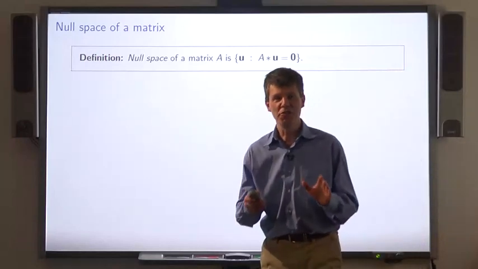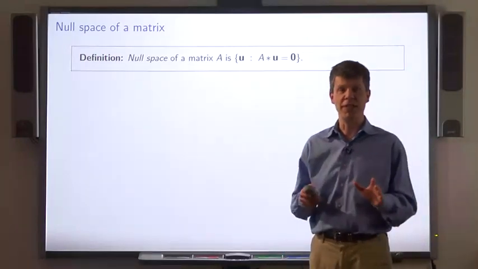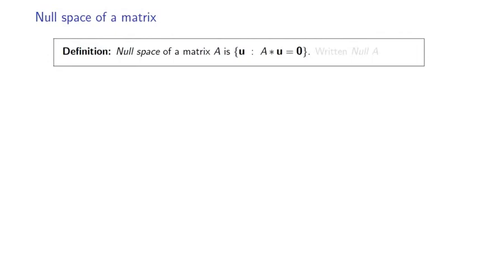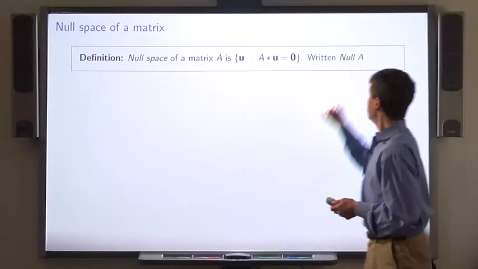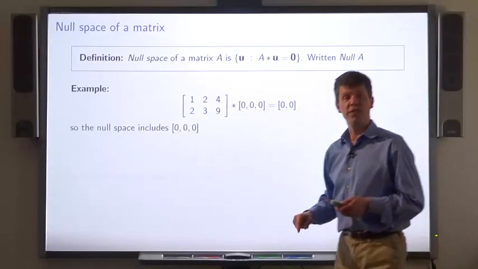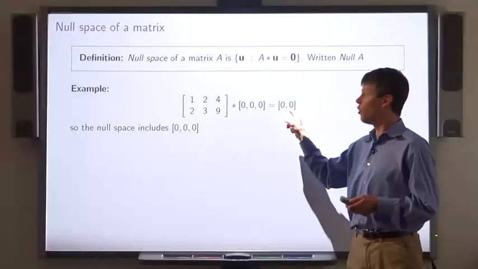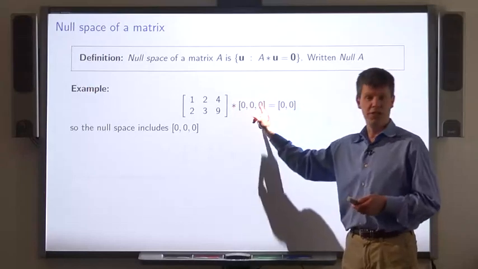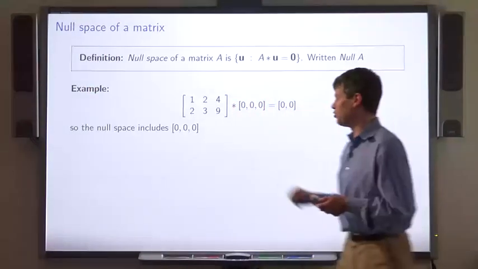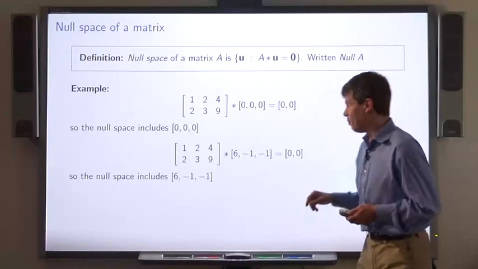Now we turn to the third vector space associated with a matrix. The null space of a matrix A is the set of vectors U such that A times U is the zero vector, and it's written null of A. So, for example, this matrix times the vector 0, 0, 0 is the zero vector, so the null space of this matrix includes 0, 0, 0. That's pretty trivial. Here's another example.